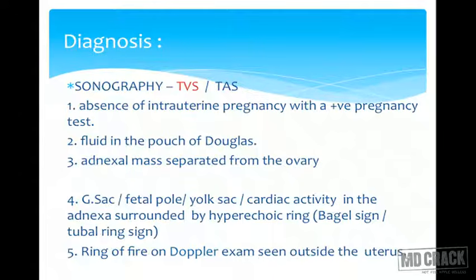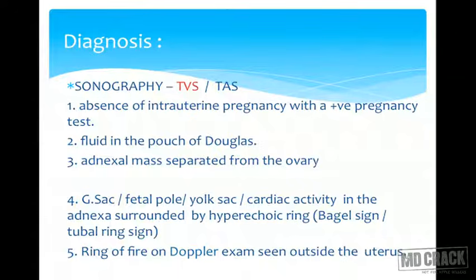In case of unruptured, we will see an adnexal mass separate from the ovary. Now we can see a gestational sac, there may be a fetal pole or a yolk sac. Sometimes even cardiac activity can be seen in the adnexa wherever that pregnancy is growing.